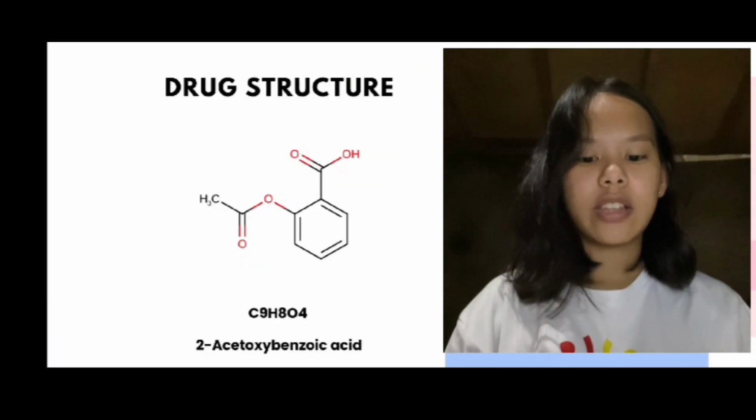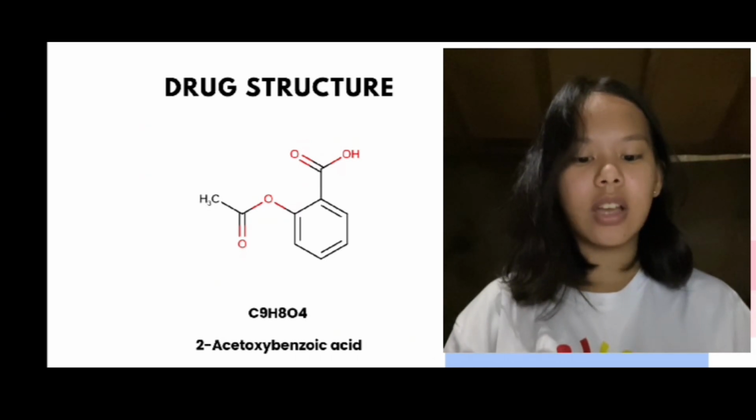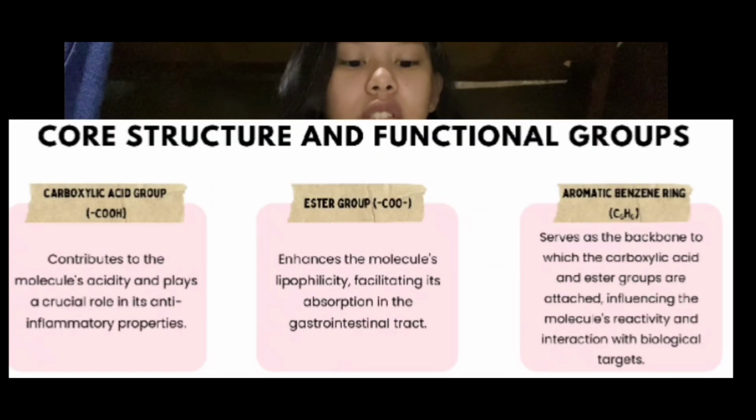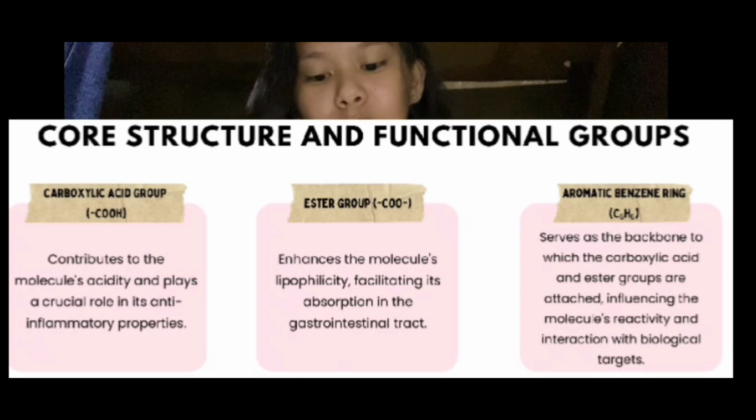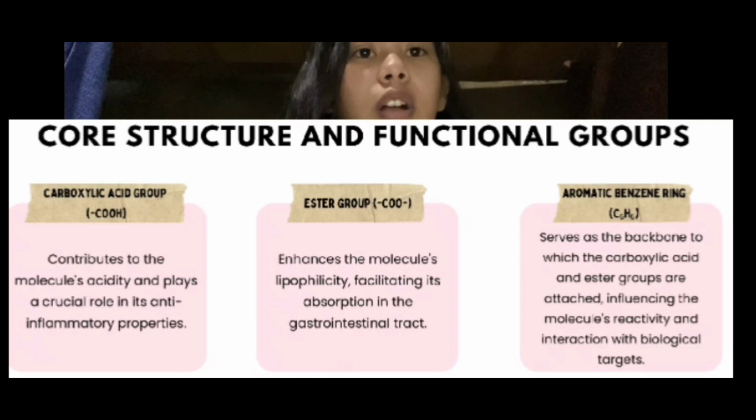So the drug structure of aspirin is C9H8O4, commonly known as 2-acetyloxybenzoic acid. Next, we're going to talk about the core structure and functional groups of aspirin. First, we have the carboxylic acid group, which contributes to the molecular acidity and plays a crucial role in its anti-inflammatory properties. The carboxyl group plays a role in hydrogen bonding, affecting solubility and reactivity. In the body, the carboxyl group ionizes, contributing to aspirin's ability to inhibit the COX enzyme.